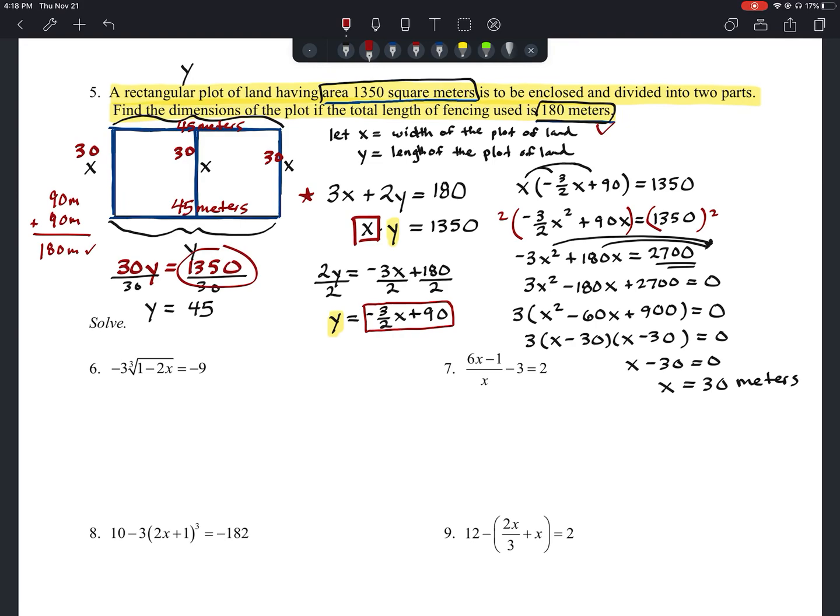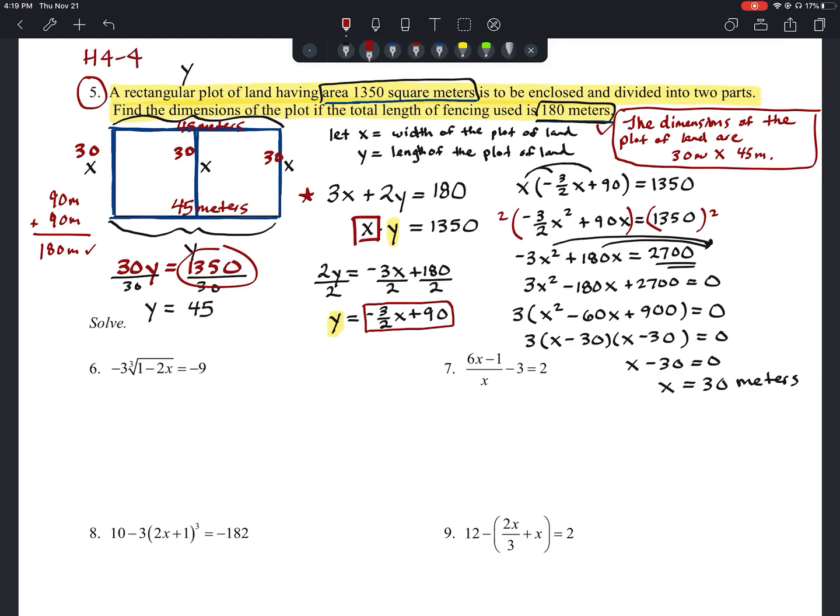So because they gave us the problem in words, we'll give the answer in words. We'll say here that the dimensions of the plot of land are 30 meters by 45 meters. And that is the solution to problem number 5 from worksheet H4-4.